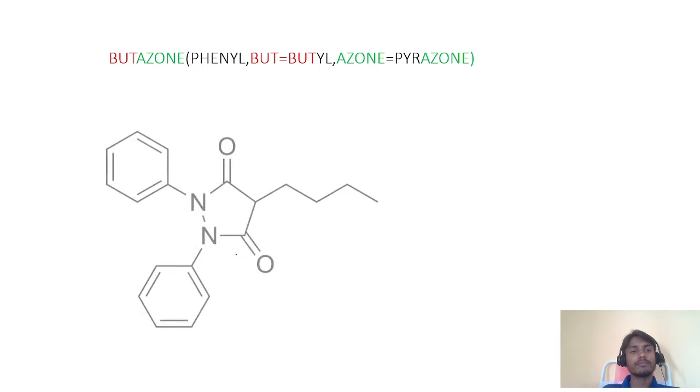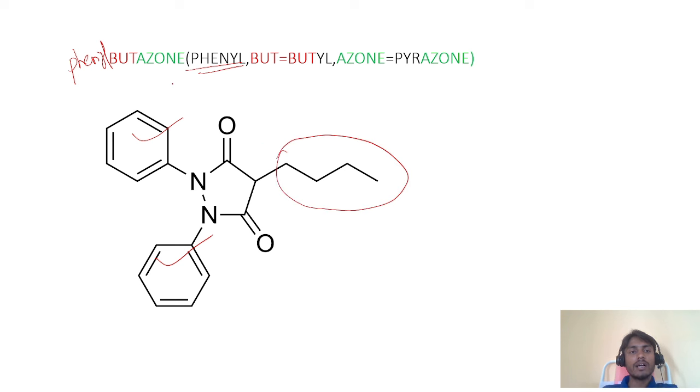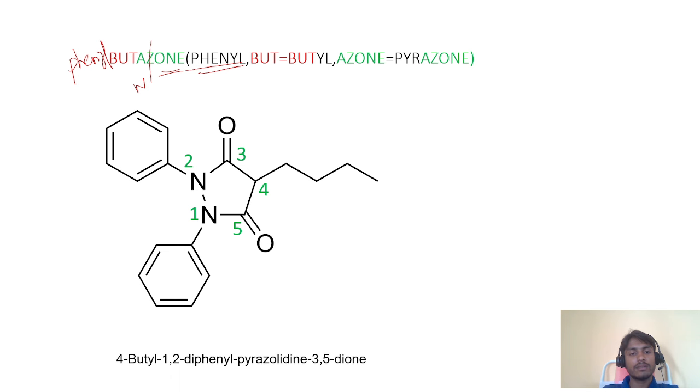Next, butazone. Actually here it is phenylbutazone. See, a phenyl group is there, two phenyl groups are there, a butyl group is there. Azone: az is nothing but nitrogen, one is nothing but ketone groups. So the ketone groups are located on this heterocyclic ring, so numbering started like that. 3,5-dione, pyrazolidine: pyr is nothing but nitrogen, az is nothing but nitrogen, ol is nothing but a five-membered ring, and olidine is nothing but a nitrogen-containing saturated compound.